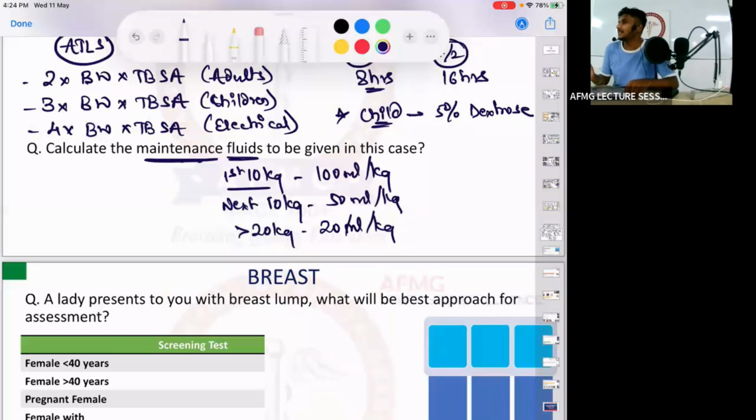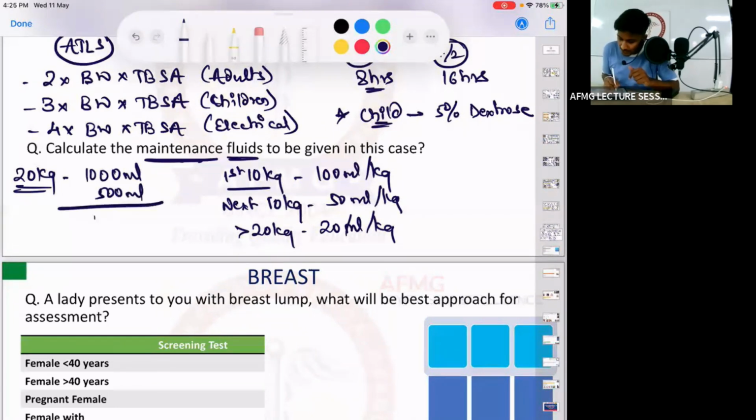So how much did our child weigh? The child was 20 kg. For the first 10 kg it would be 100 into 10, that is 1000 ml. For the next 10 kg it would be 50 into 10, 500 ml. So the total maintenance fluid to be given is 1500 ml. No problem with this. First 10 kg, next 10 kg, more than 20 kg, 20 ml per kg.